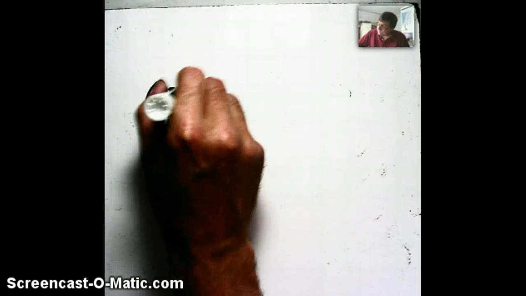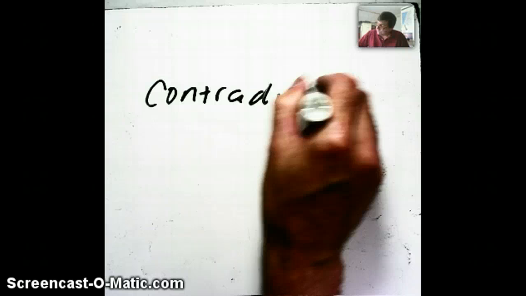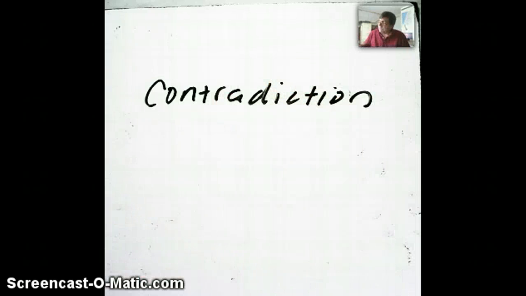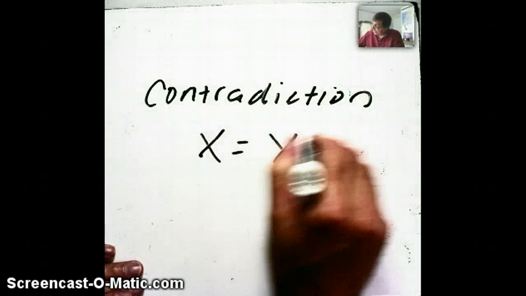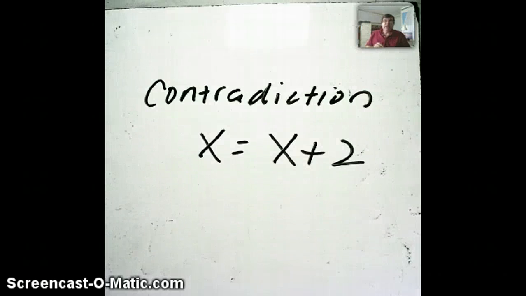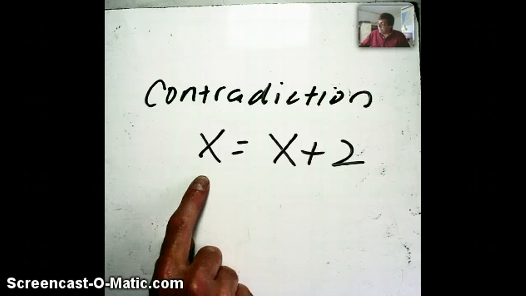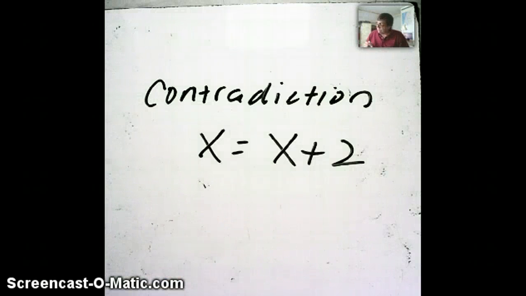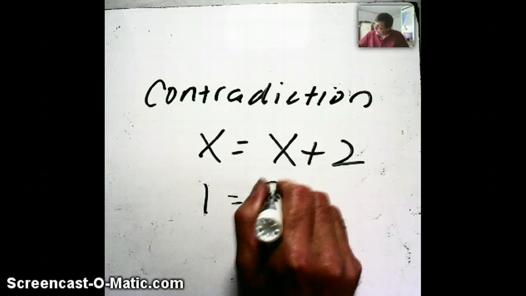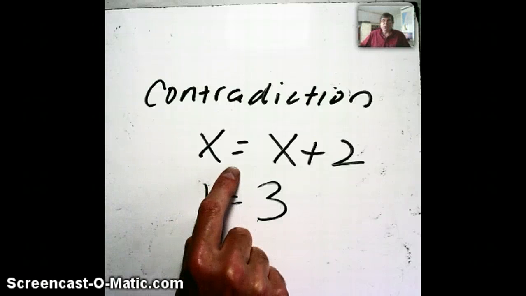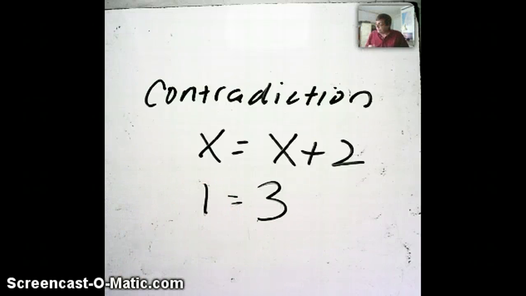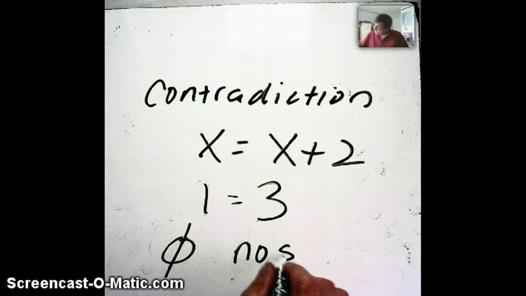Contradiction. Okay, you already know this. Can there be a value that makes that equation true? Well, if I put 1 in here, 1 is equal to 1 plus 2, 1 is equal to 3. Will that ever be true? No. So this linear equation has no solution. We could say the Greek letter phi, or we could say no solution.